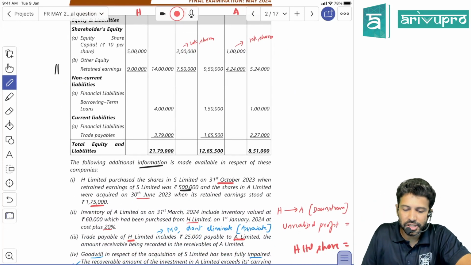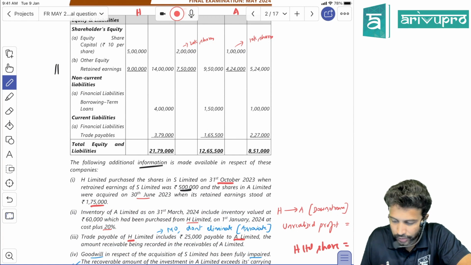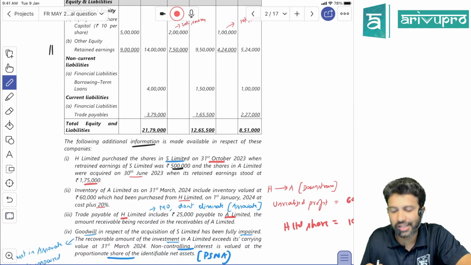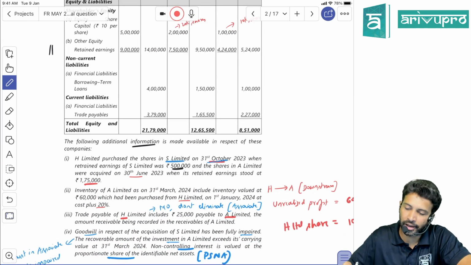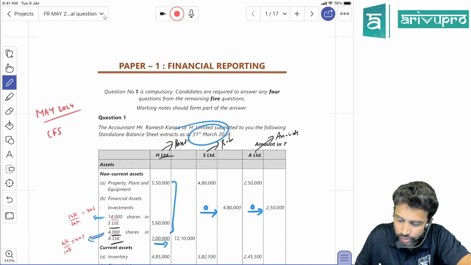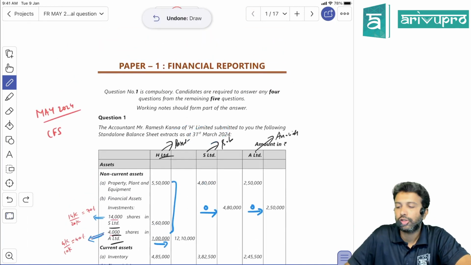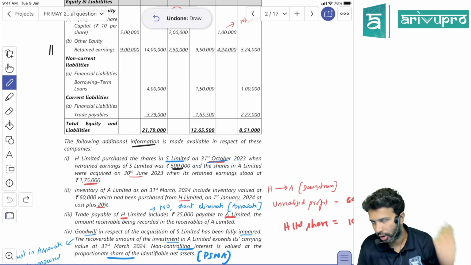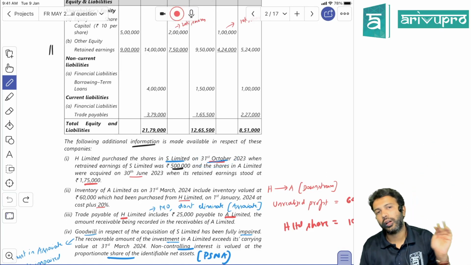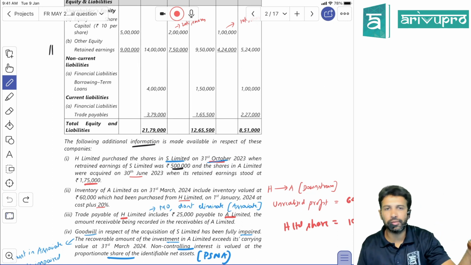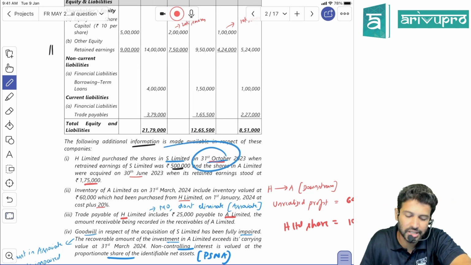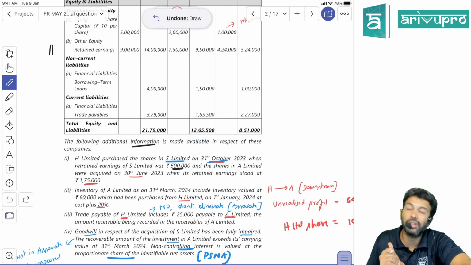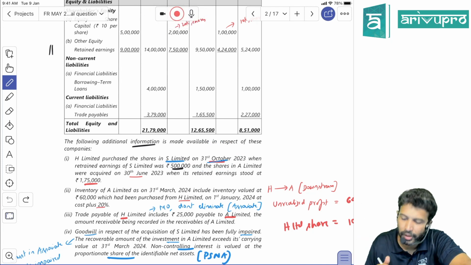The following additional information is made available in respect of these companies. H Limited purchased shares in S on 1st October 2023. This balance sheet is as on 31st March 2024. So shares have been purchased on 1st October 2023. In the current year only we have got control, but not at the beginning of the year, rather during the year. Because the year starts on 1st April and we have got the control on 1st October. So keep this in mind.